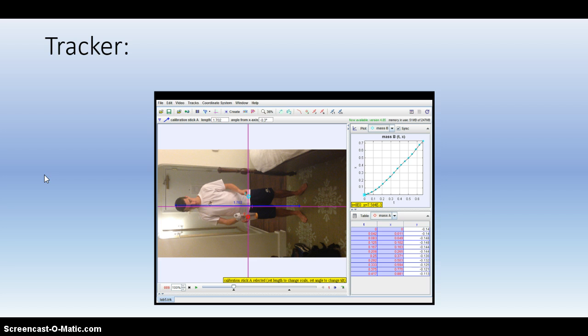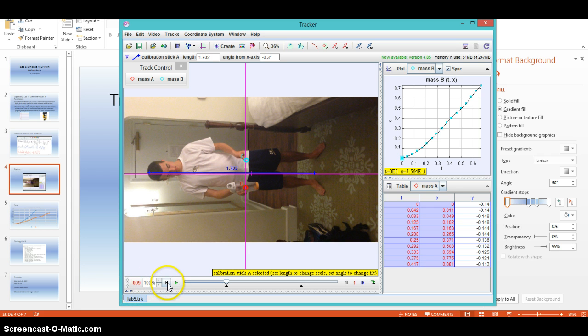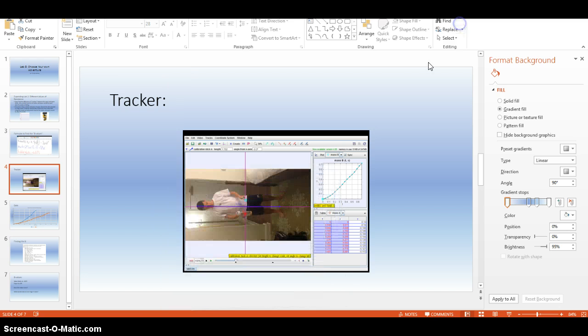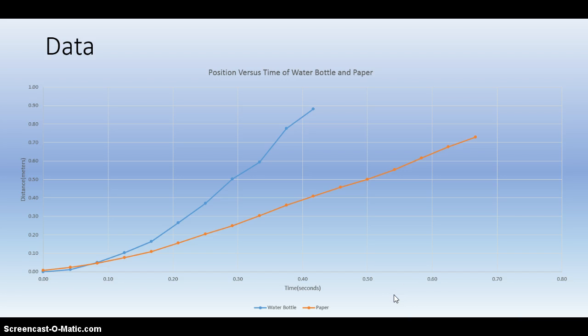So we modeled this in Tracker, having the video horizontal so we can track it on the x-axis. And here we can see how the water bottle goes much faster than the piece of paper when dropped, and we will find out why when we put it into our VIDLE. This is the data. You can see that the water bottle covers a much further distance in much less time.